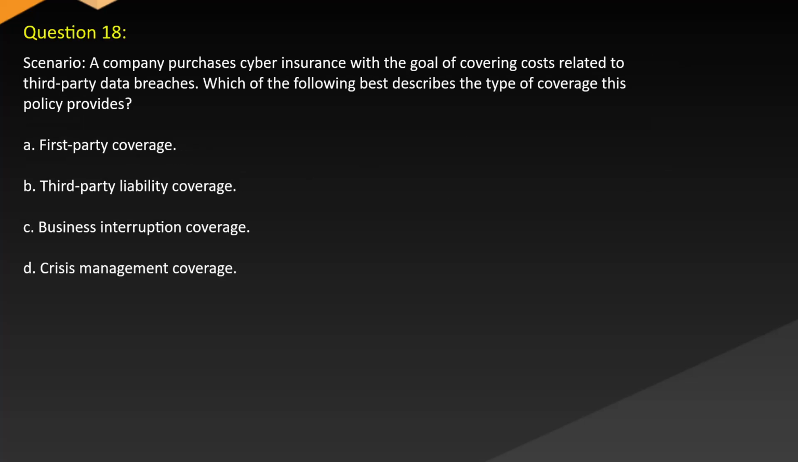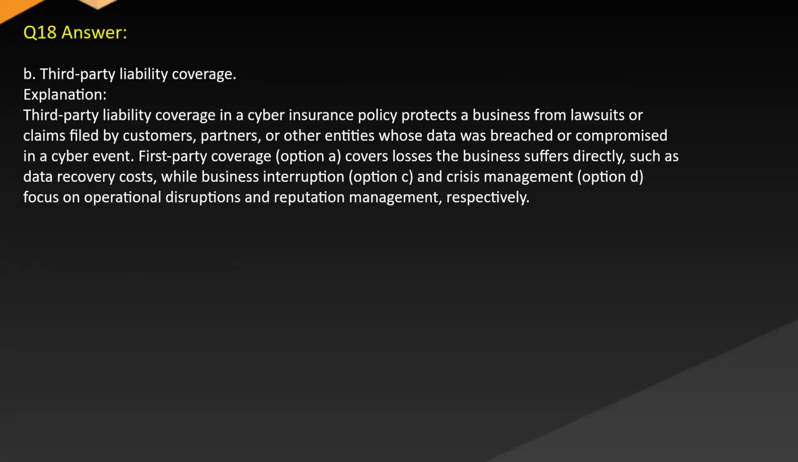Question 18. Scenario. A company purchases cyber insurance with the goal of covering costs related to third-party data breaches. Which of the following best describes the type of coverage this policy provides? A. First-party coverage. B. Third-party liability coverage. C. Business interruption coverage. D. Crisis management coverage. Answer. B.